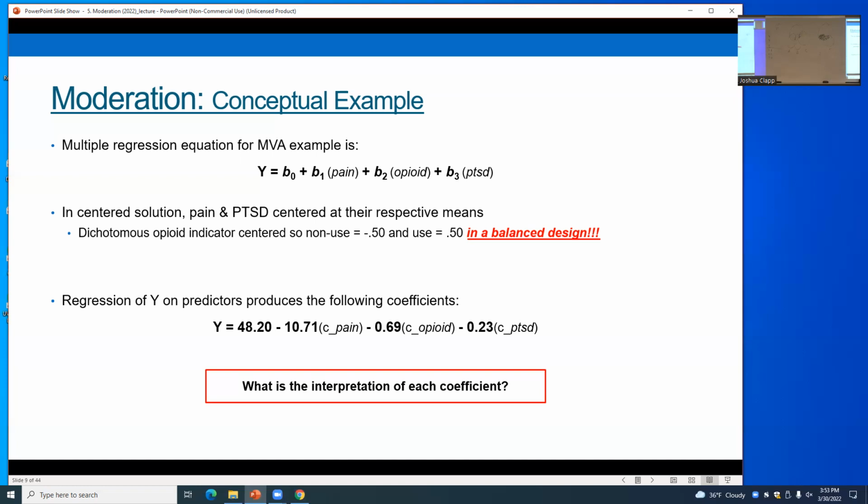Controlling for it means going from non-use to use, right? And so if we go from non-use to use, this is the expected decrease in role functioning after we hold everything else constant, holding pain and PTSD constant at the mean. So what is this actually telling us?